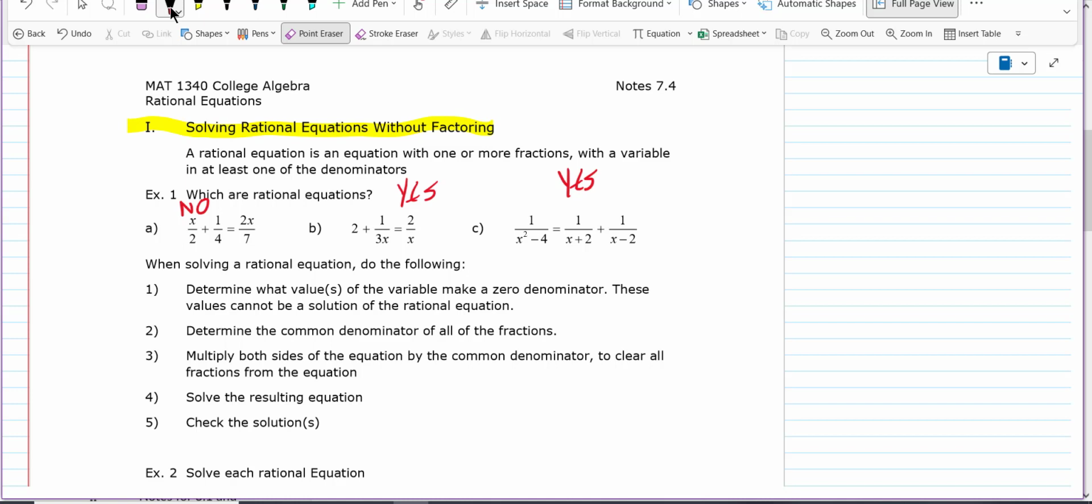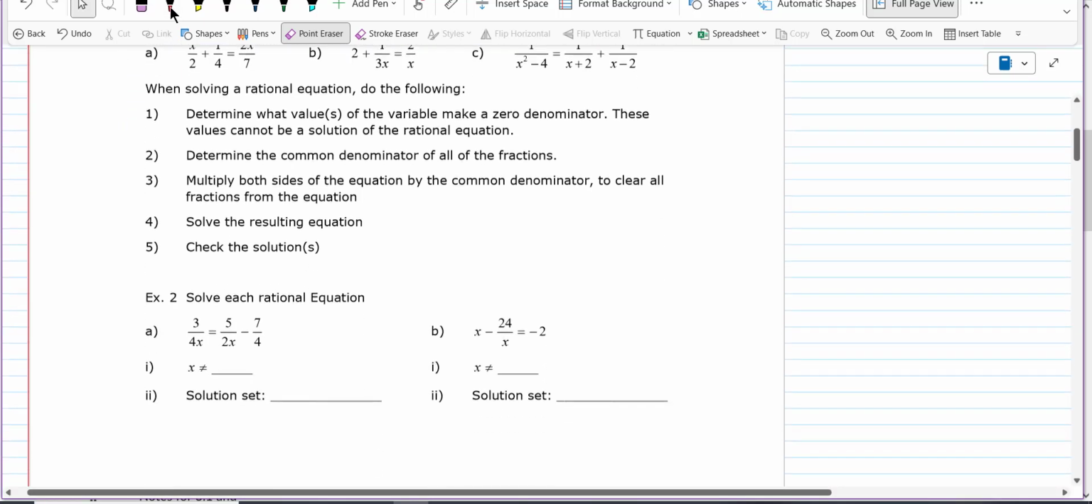You want to find the common denominator of all of the fractions. You want to multiply both sides of the equation by that common denominator, and that will clear all of the fractions from the equation. Then solve the resulting equation. The resulting equation will not have fractions, and then you can check the solution. And sometimes your solutions do not check because they might cause a zero denominator.